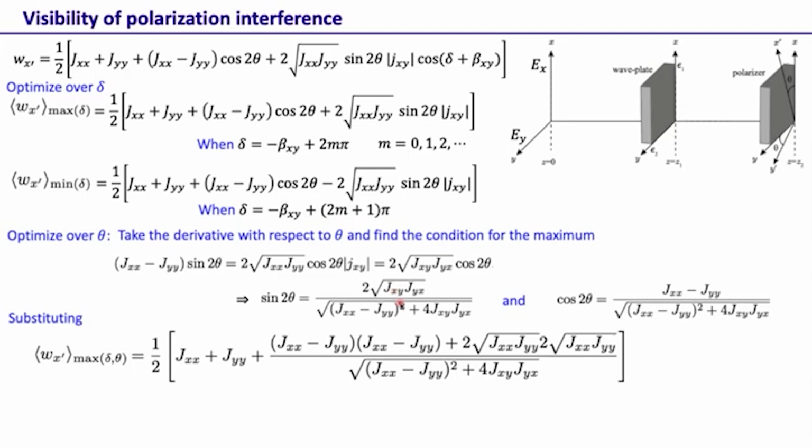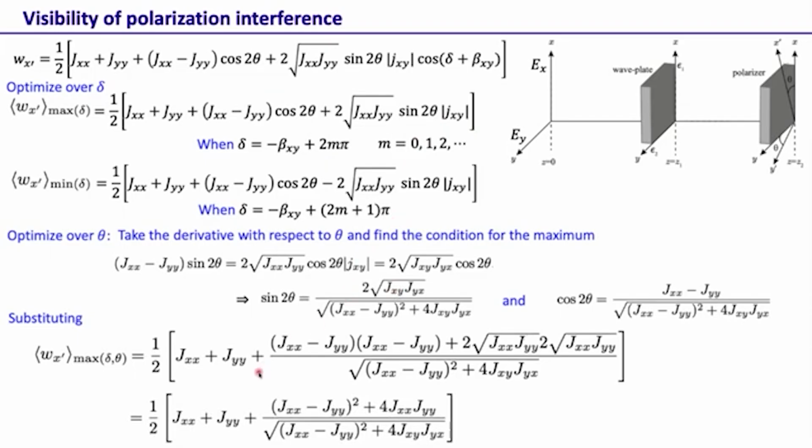This we can simply get by substituting in here for cosine 2θ and sine 2θ. Okay, so we can simplify this a little bit, and then it will have this expression. I definitely encourage all of you to do the math and check that you do get this expression. It can be simplified further, and this will then become this.